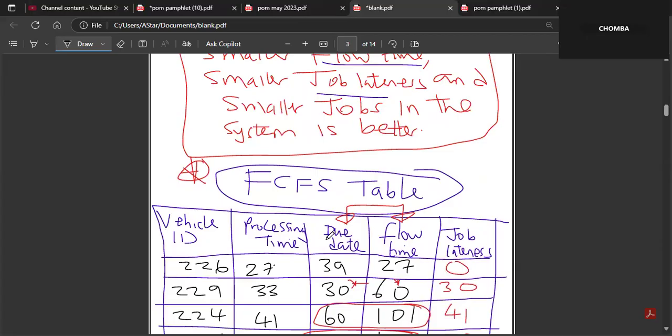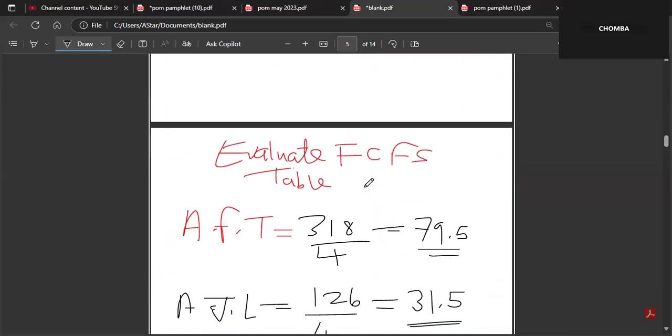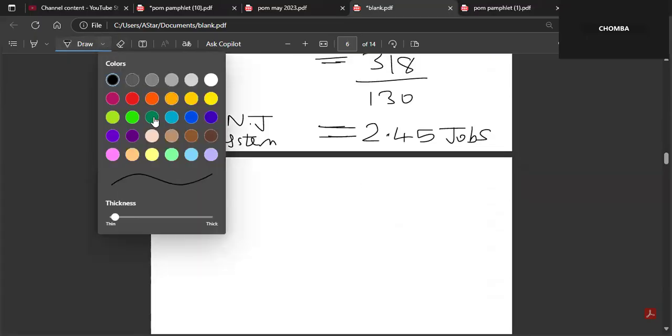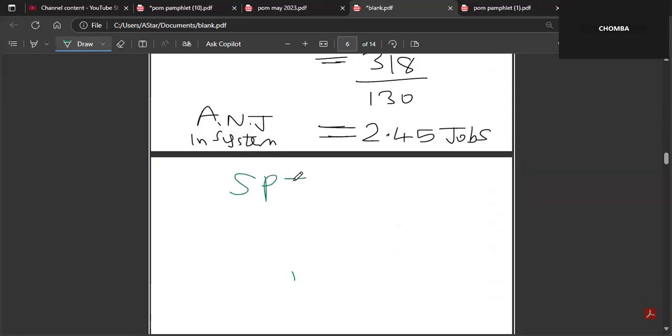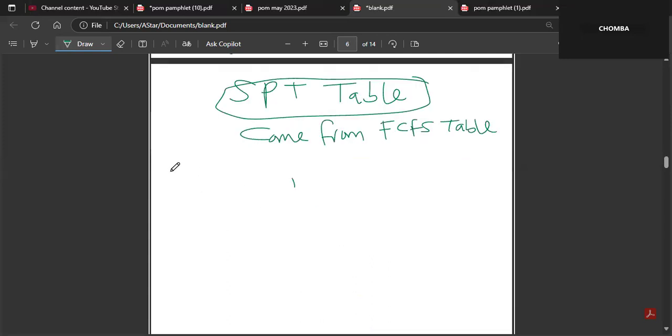So let us do the table now to do with the shortest processing time from here. Okay. So the shortest processing time table will come from the first come, first served. So we are going to use the shortest processing time table. This one should come from where? Come from the first come, first served table. So vehicle ID, then you go for processing time.